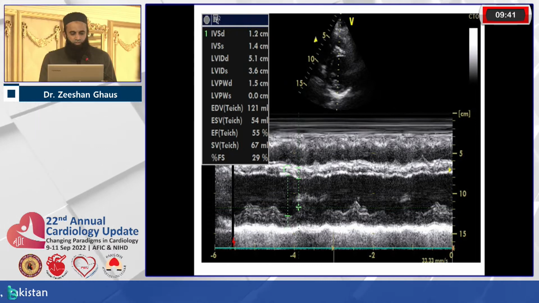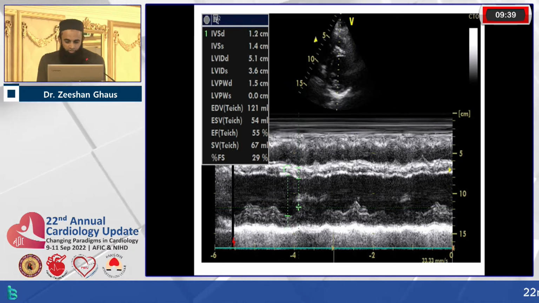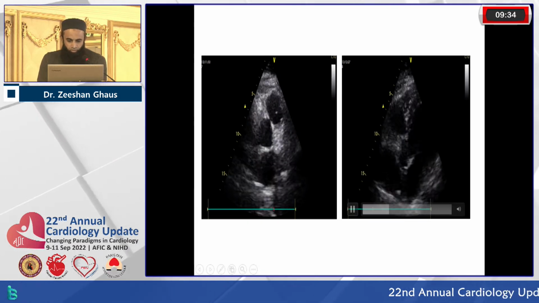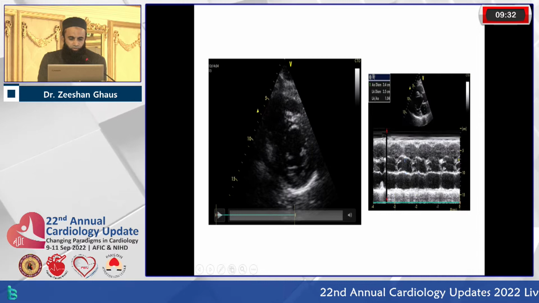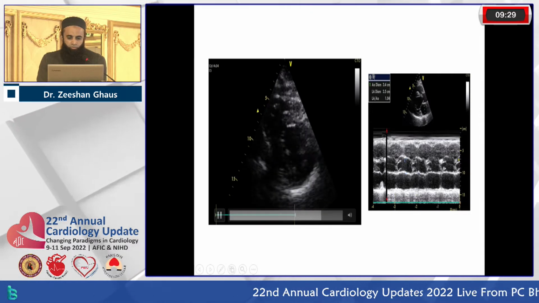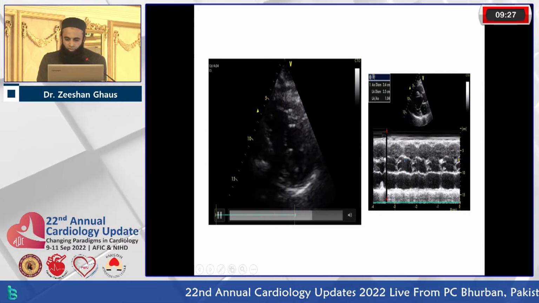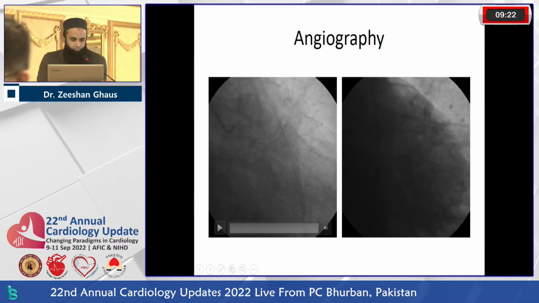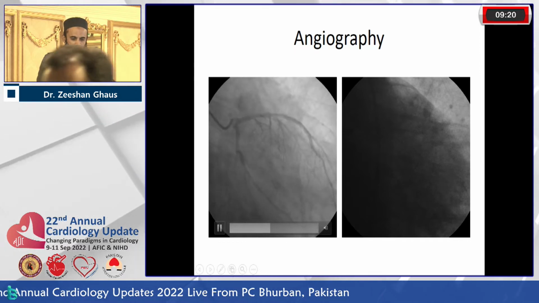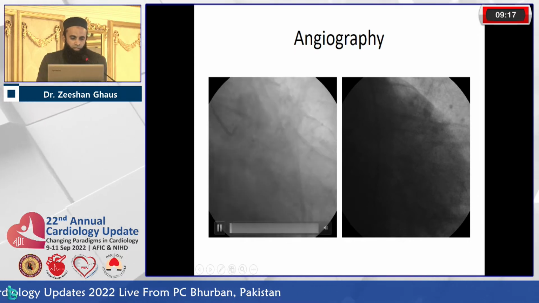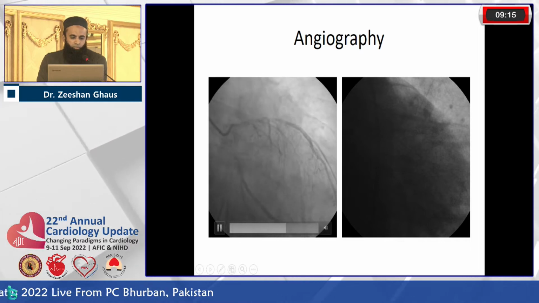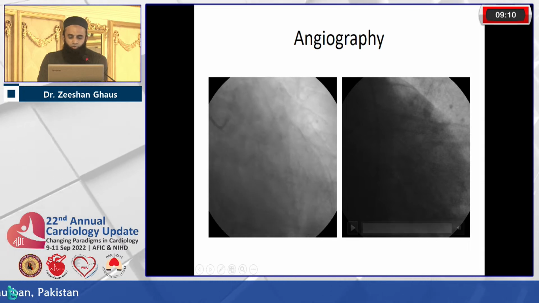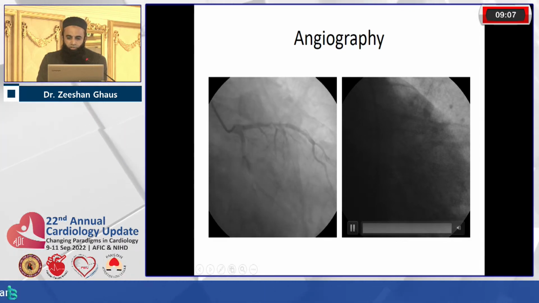His echo was done, ejection fraction is pretty good, 55%. These are the images. As you can see, the LV is very good. So he was advised angiography after that. This is the angiogram showing a moderately tight proximal OM branch, and left main is normal, proximal LAD is normal.